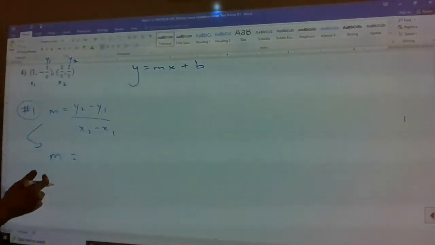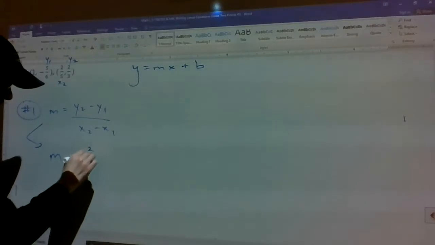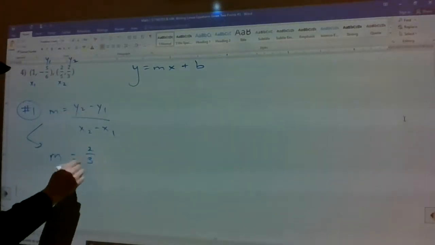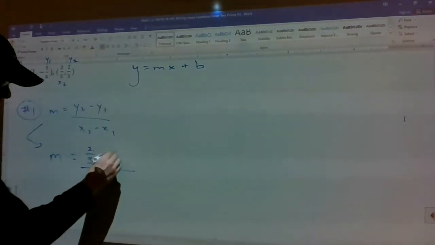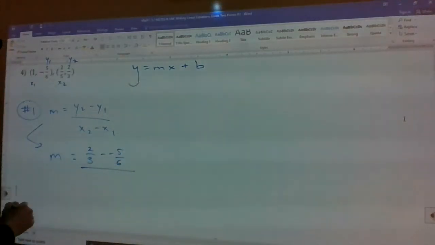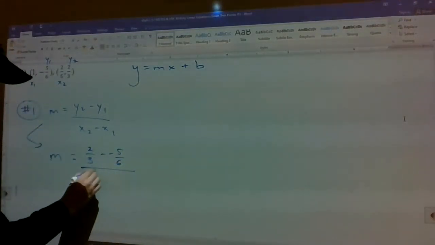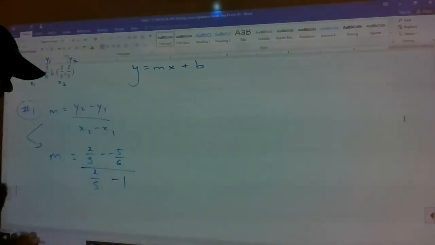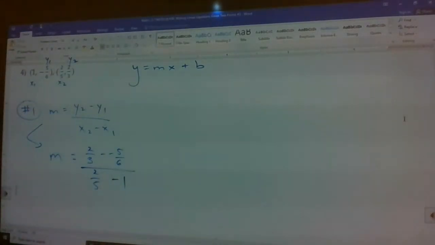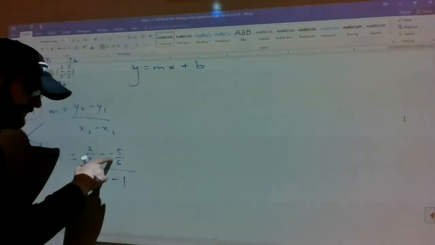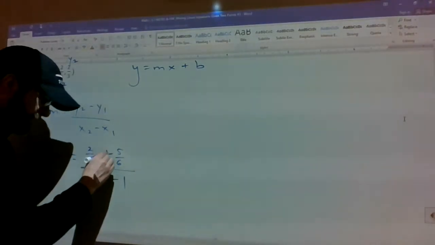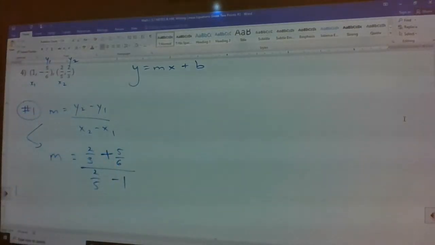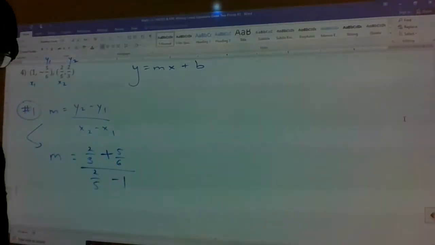Maybe this isn't as bad as we think. y2 is 2/3, okay? y1 is negative 5 over 6. x2 is 2/5. x1 is 1. Okay, so now a minus minus becomes a plus. We got a couple options here.